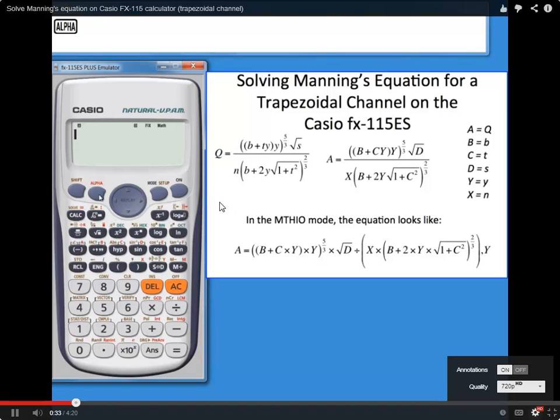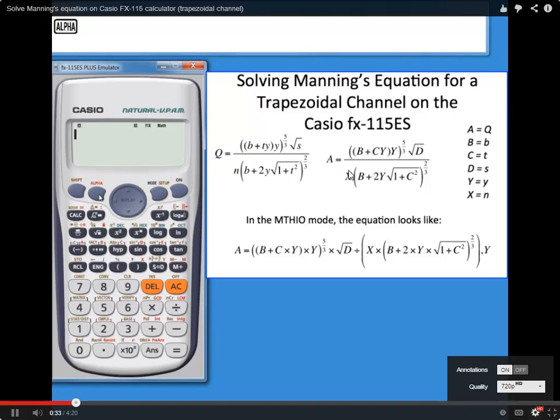Okay, so let's take the opportunity of the stalled internet just to point out that this is substituting in the equation for the area. So this is area to the 5/3, so it shouldn't look too unfamiliar. The formula for area is B plus TY, and all of that times Y. Square root of S is the same as S to the 1/2 power. Then we've got N, Manning's N value, and here's the formula for the wetted perimeter for our trapezoidal channel, and that's to the 2/3 power.